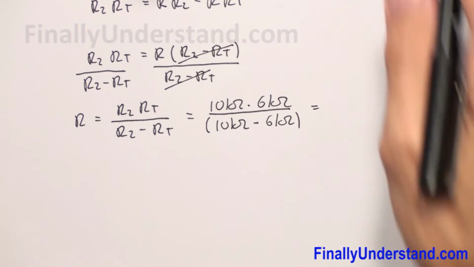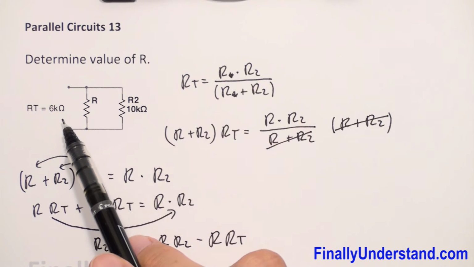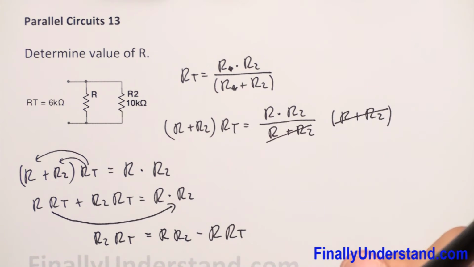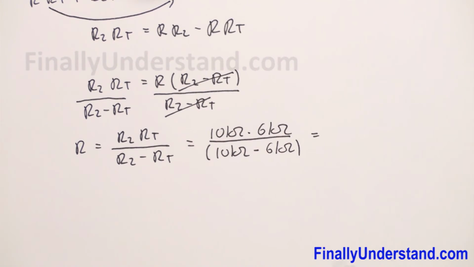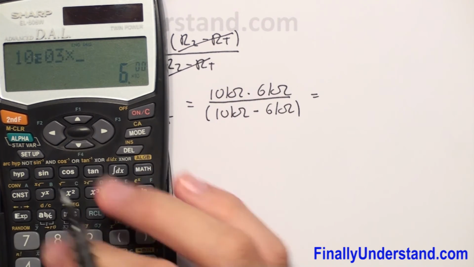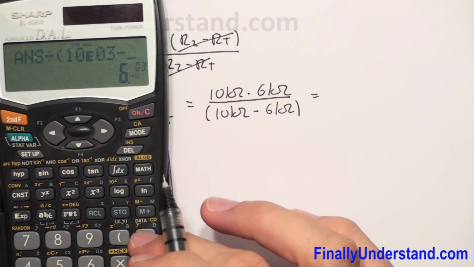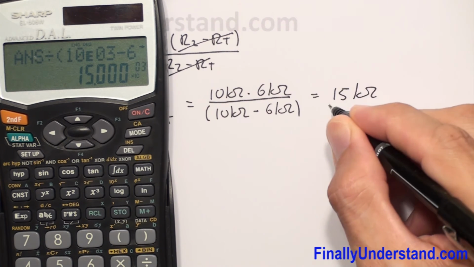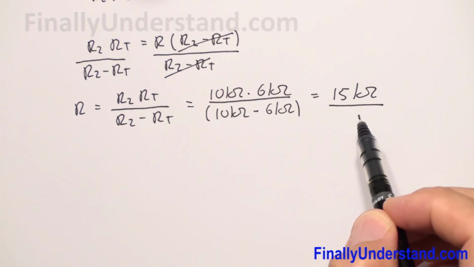Please notice that the total resistance of the parallel circuit is always less than the lowest resistance in the circuit. So let's check how much this is going to be, and we'll verify if this is going to be less than the total resistance. So we have 10 exponent 3 times 6 exponent 3, divided by open parenthesis 10 exponent 3 minus 6 exponent 3 close parenthesis, equals 15 kilo ohms. So my value of R is equal to 15 kilo ohms.